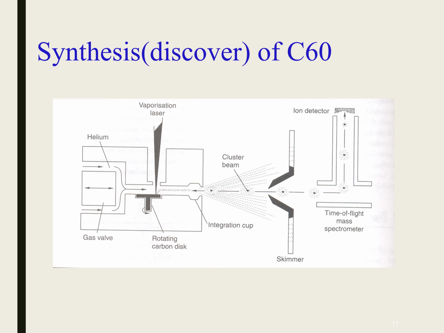Synthesis, discovery of C60. In this picture, you will see the experimental setup used to discover C60. The graphite disk is evaporated with a Nd:YAG laser and the evaporated carbon plasma is cooled by a stream of helium coming from a cluster valve. The clusters of carbon are produced in the integration cup and are expanded into vacuum. The ions are detected by time-of-flight mass spectrometry.